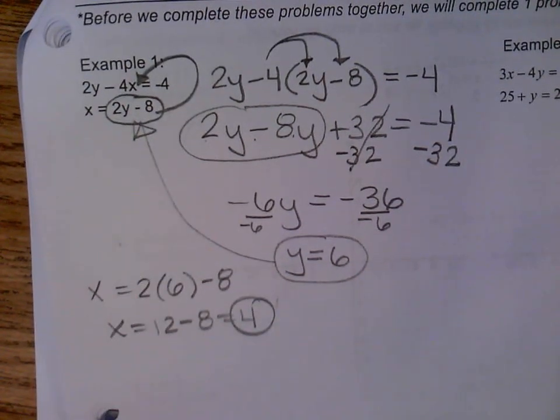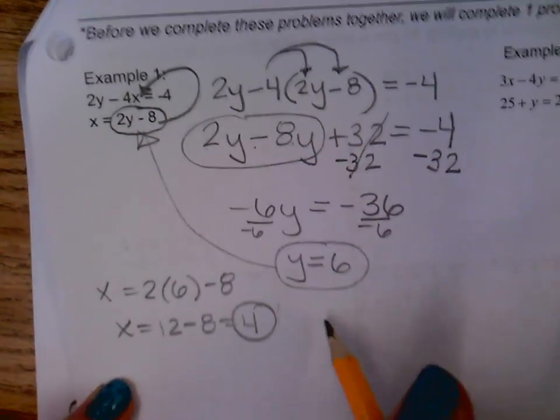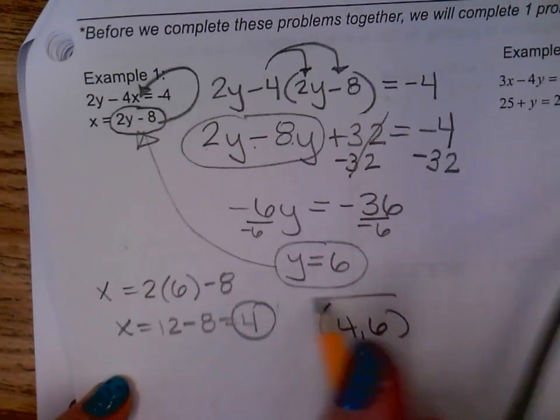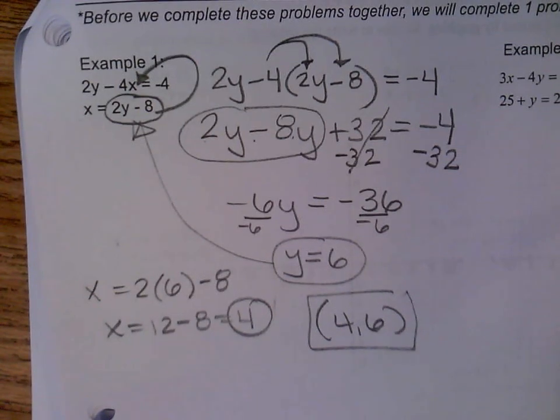How do I write my final answer? I should write it as a coordinate 4, 6. And if I wanted to check my answer, I could plug it back in and make sure it makes both equations true.